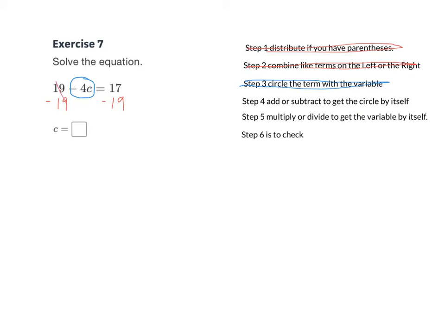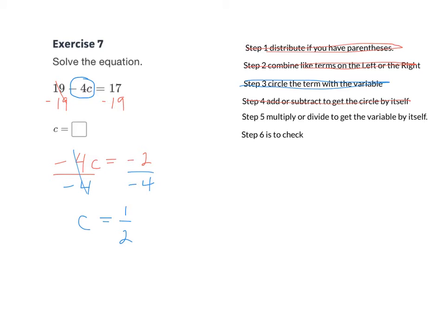That's going to give me negative 4c is equal to negative 2. Then we're going to divide. So instead of multiplying by negative 4, we're going to divide by negative 4. And we're going to do that on both sides. That's going to give us c is equal to positive 1/2.